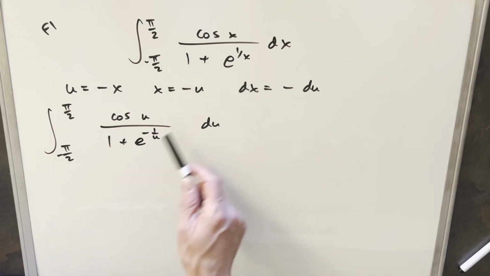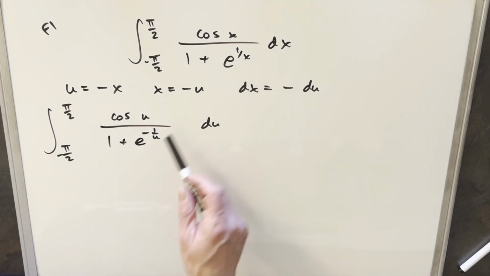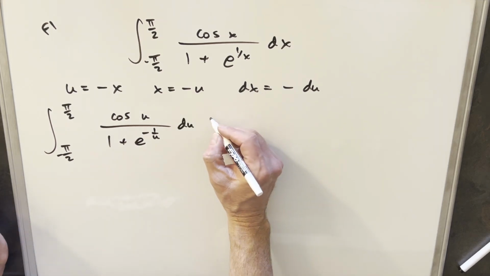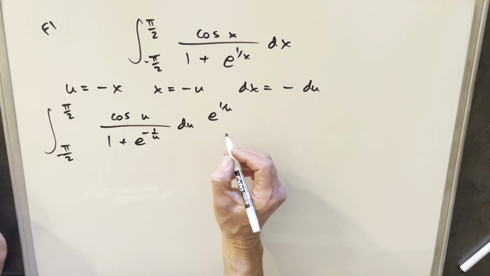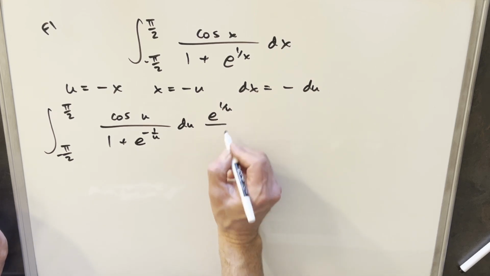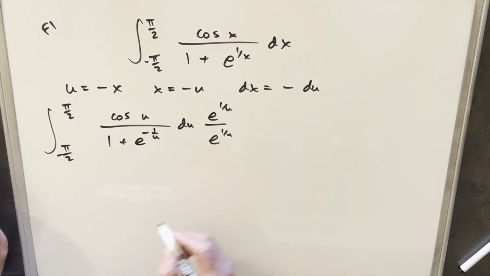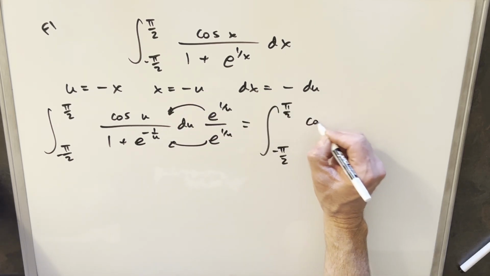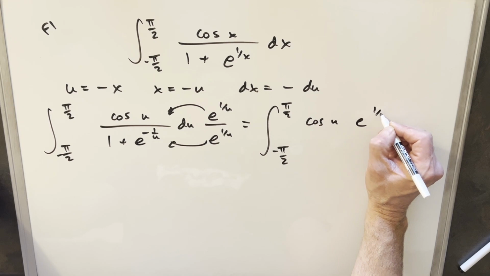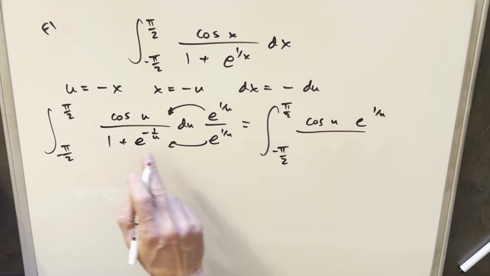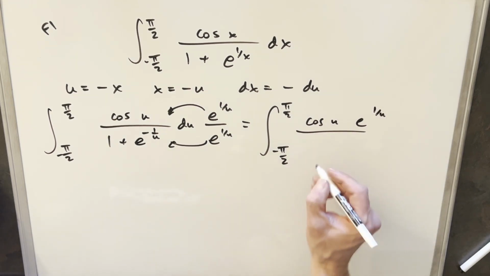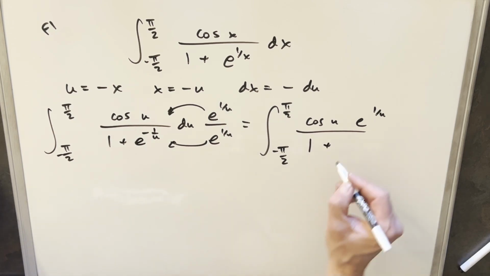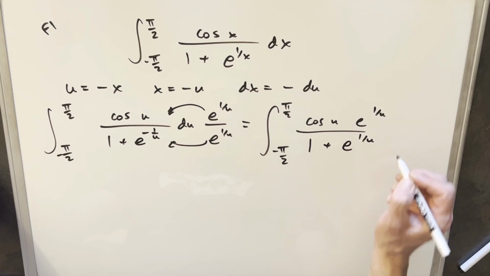And now at this point, you kind of notice the similarity to the original integral. I want to get it so we have the same denominator and the same bounds. So what I want to do here is multiply by 1. I'll multiply it by e to the 1 over u over e to the 1 over u. And then we'll just distribute this in here. So for the numerator, we're just going to have cosine u e to the 1 over u. Multiplying this term with this term, the exponent becomes 0, and that's just going to give me a 1. Then multiplying e to the 1 over u times 1 just gives me e to the 1 over u.